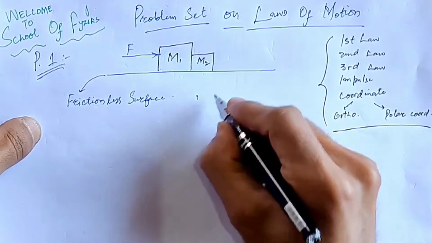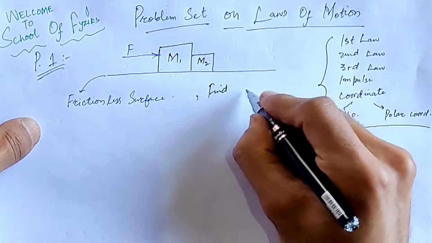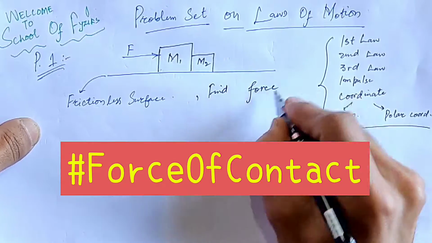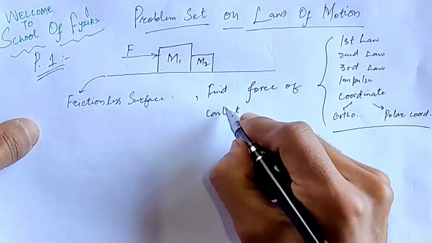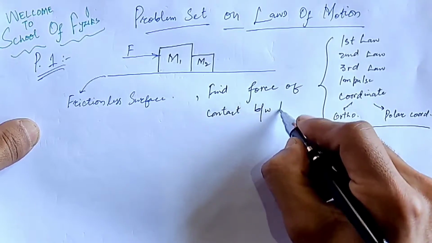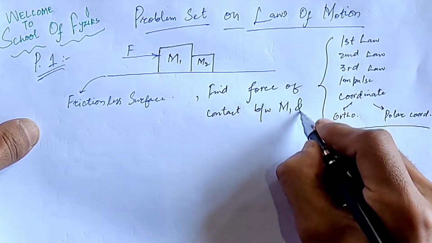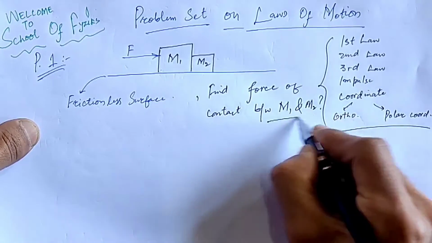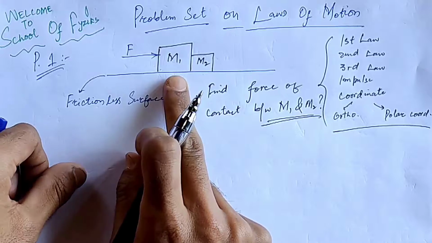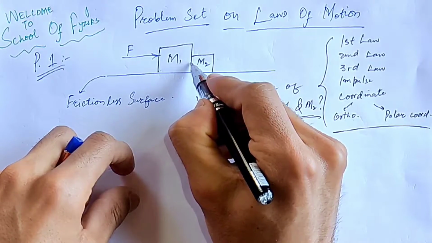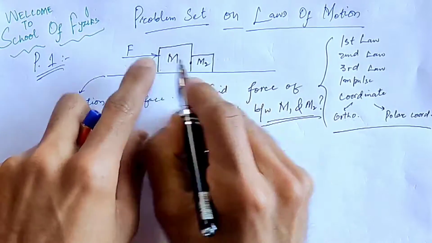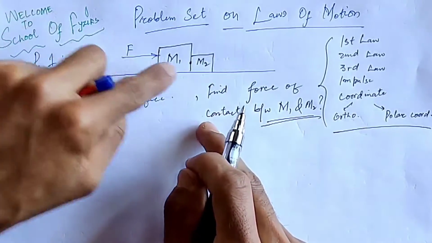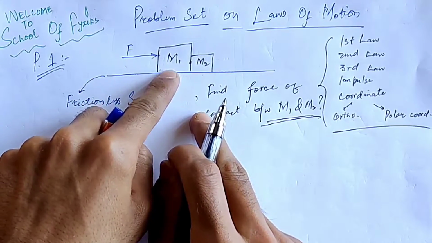We have to find the force of contact between m1 and m2. This is the problem to be solved. So we have to find the force which is acting between the bodies m1 and m2, not this applied force. This force is acting on the first body only.